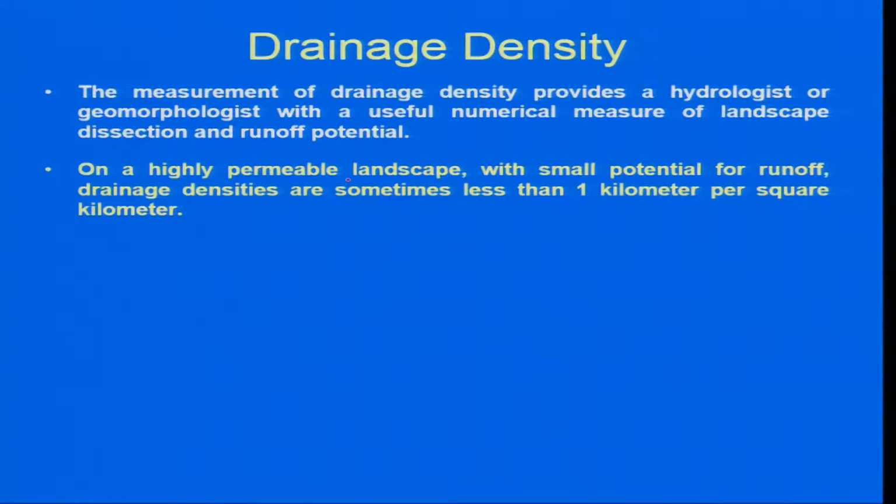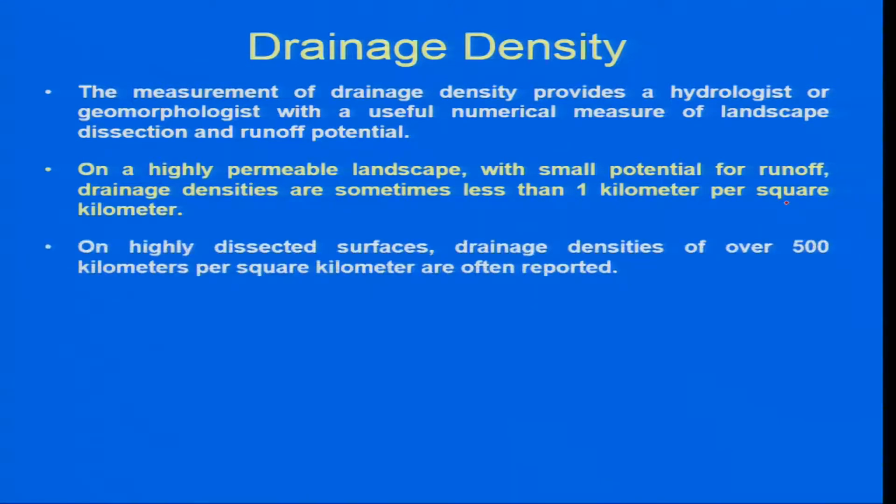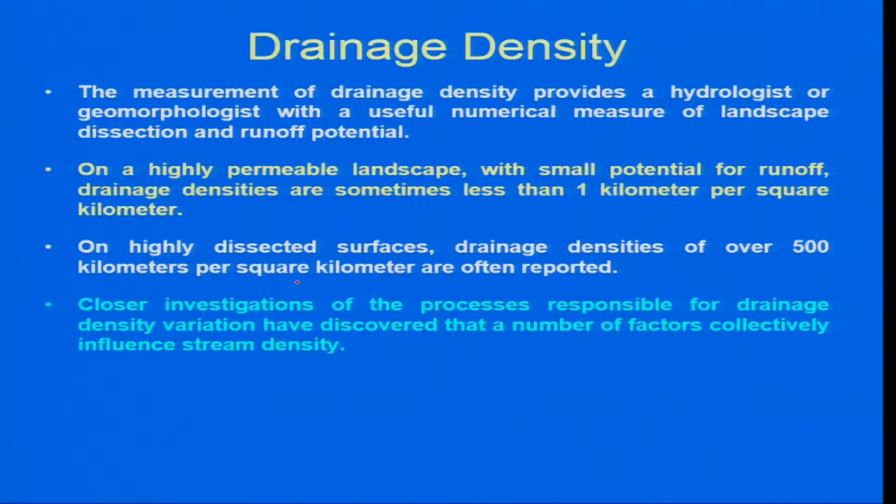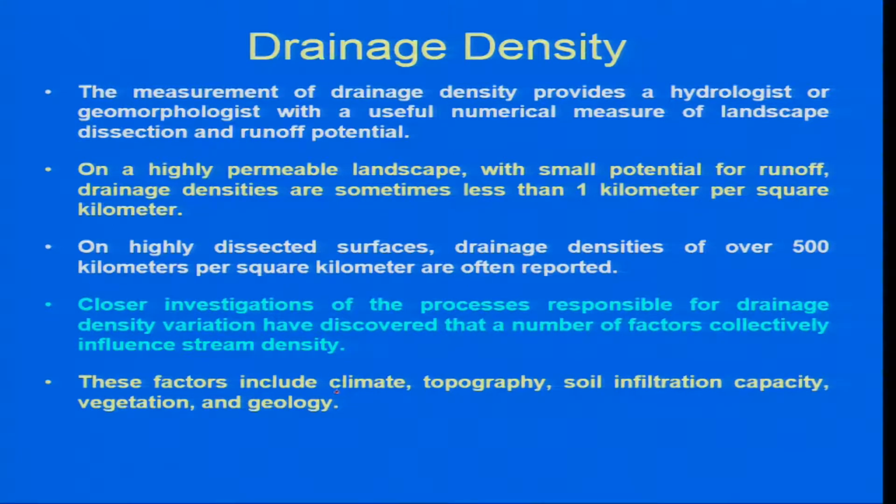In that area, the drainage density is sometimes less than 1 kilometer per square kilometer. On a highly dissected surface, drainage densities of over 500 kilometers per square kilometer are often reported. Closer investigation of the processes responsible for the drainage density variations has discovered that a number of factors collectively influence the stream density or drainage density, and these factors include climate, topography, infiltration, vegetation and geology.